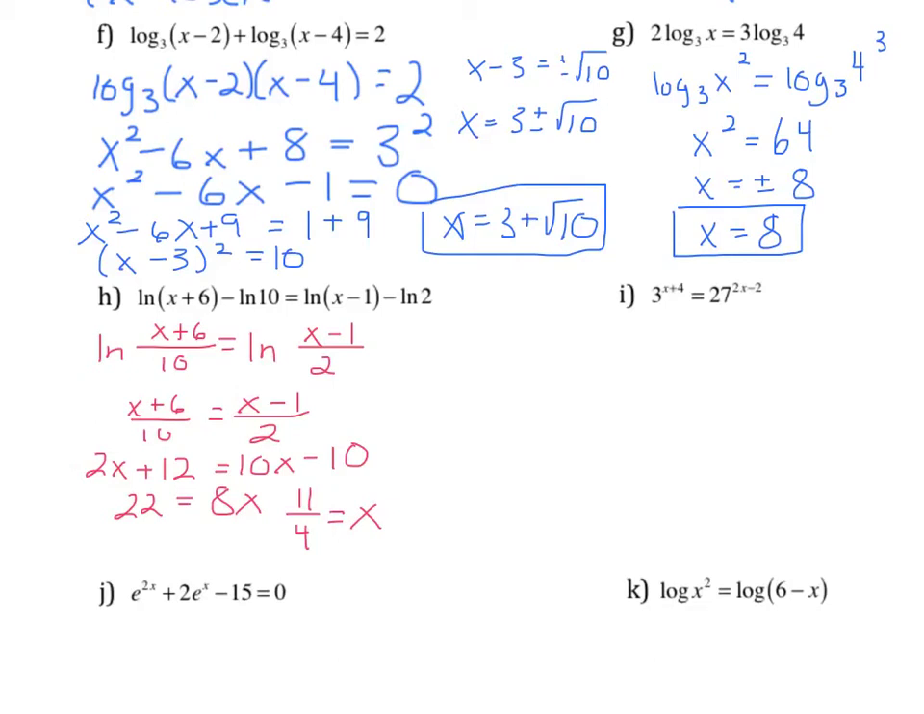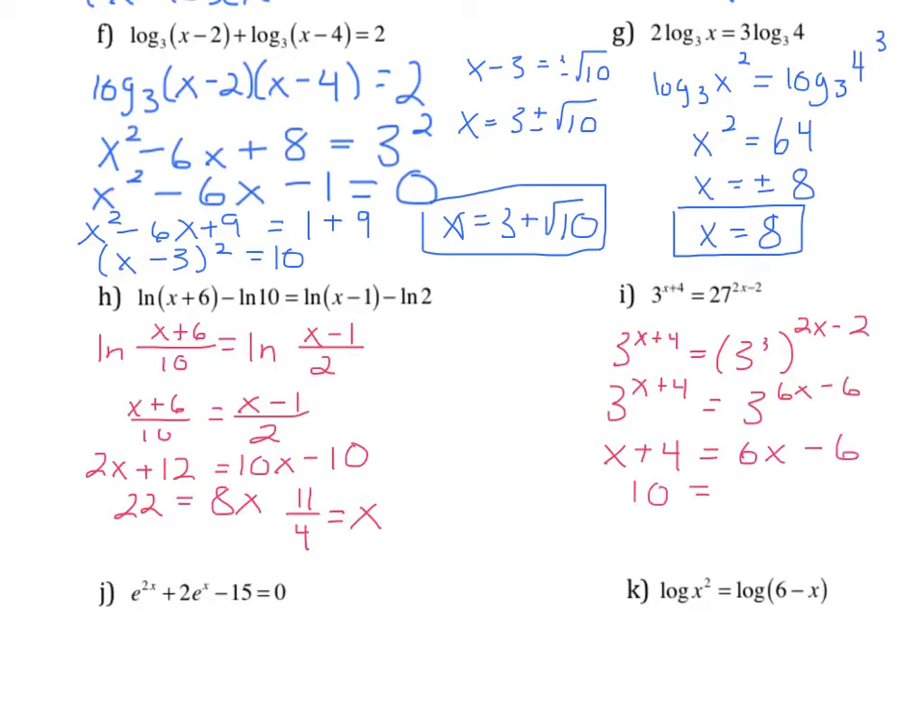I want to first see if I can get the bases to be the same. So I know that I can change 27 to have a base of 3, because it is 3 to the third. And now that the bases are the same, I can just multiply the exponents. And then I can just take my exponents and set them equal to each other. So 10 will equal 5x, so 2 will equal x.